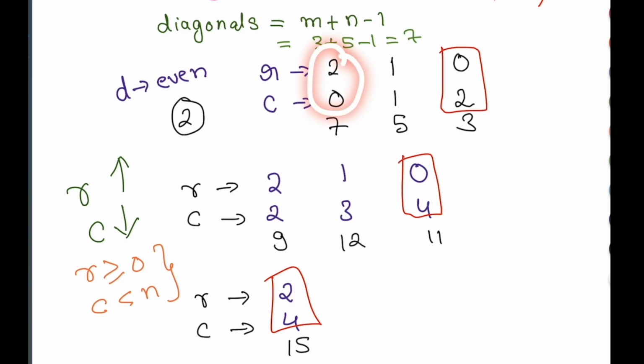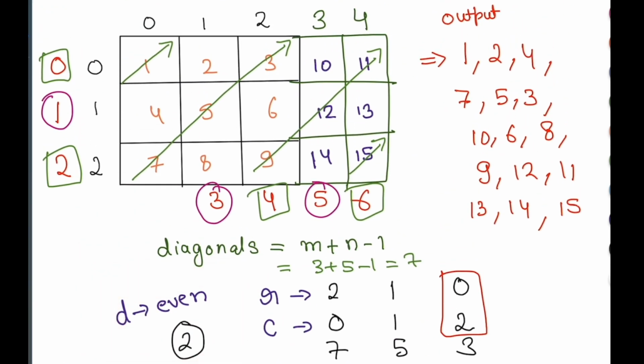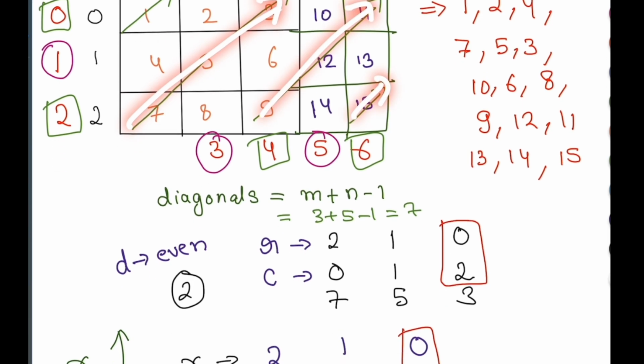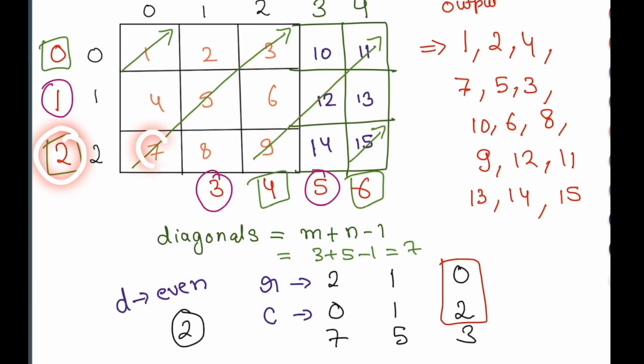But what should be our starting point? Our starting point should definitely depend upon the diagonal as well, right? For different diagonals, the starting points are different. For the diagonal number 2, the starting point is row 2, column 0.